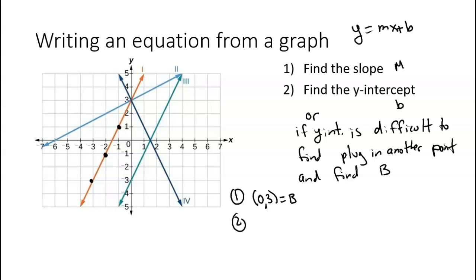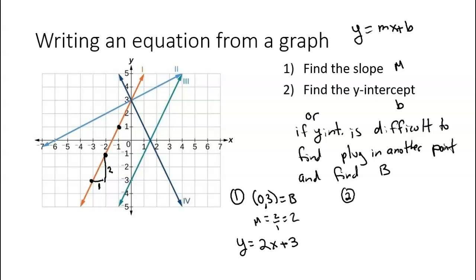So again, how do I go from left to right? It looks like if I make a little triangle, I go over 1 and up 2. So it looks like my slope, I don't know why I wrote the number 2 down. We should not have done that yet. Sorry. So m is equal to 2 over 1, or aka just 2. So that means my equation for right now will be y is equal to 2x plus 3. So that's one way we can write an equation from a graph. All right, let's try number 2.